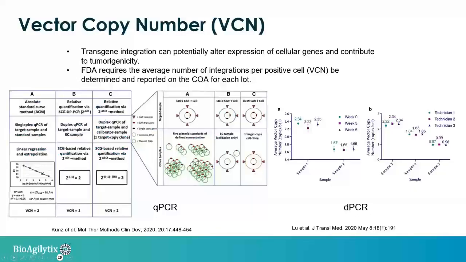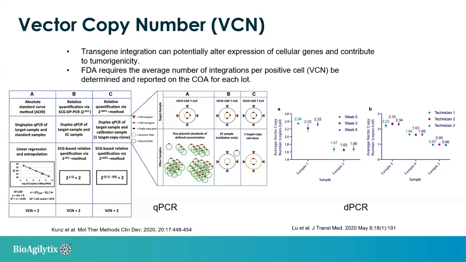Thank you, Amanda. The application of PCR in CMC analytical support for cell therapy includes vector copy number determination. For genetically modified cell therapy products, for example, CAR T cells, transgene integration can potentially change the expression of the cellular genes and contribute to tumorigenicity. Therefore, transgene integration is an important safety parameter to measure.